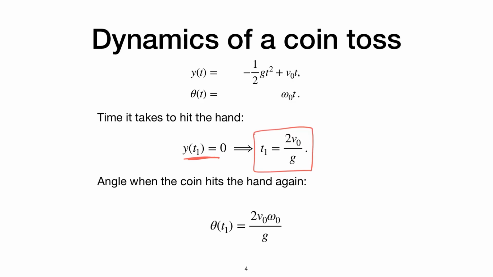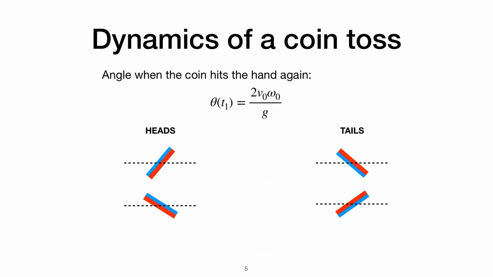But it's really the angle with which the coin hits my hand that determines whether I get tails or heads. This angle is given by this expression at the bottom. It's just 2 times the product of the initial velocity and the initial angular velocity divided by the acceleration of gravity. Here in this plot, you see the different possibilities that may arise out of this analysis. On the left, you see angles that result in heads, and on the right, you see angles that result in tails.